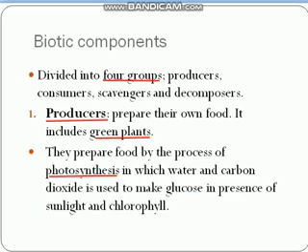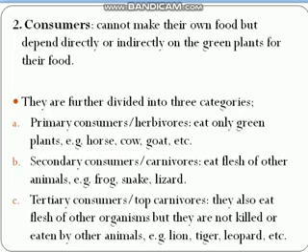Now let's talk about another group, that's the consumers. Consumers include those living organisms which cannot make their own food. They cannot make their own food, and they depend directly or indirectly on the producers. That's the green plants. So consumers are organisms that cannot prepare their own food, and they depend for their food on the green plants, either directly or indirectly.